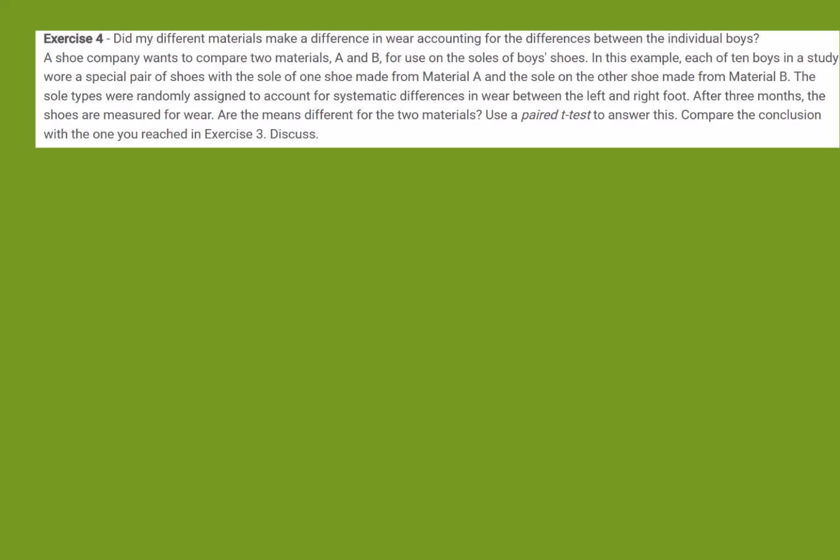So what we're going to do now is analyze that data using a paired t-test, because we now know that the differences between boys is included in the data, and we want to take it out by measuring each boy's experience with each type of material. So we use the same data as we used in the previous exercise.